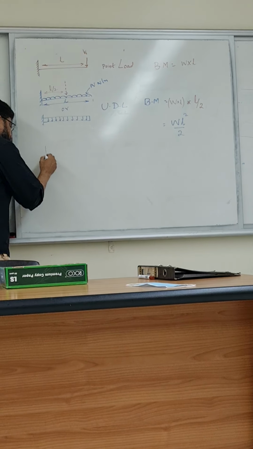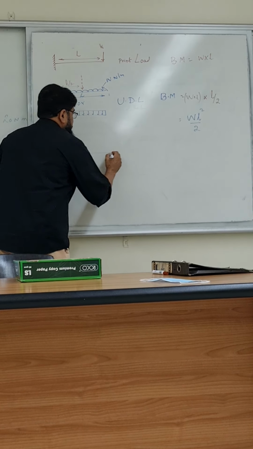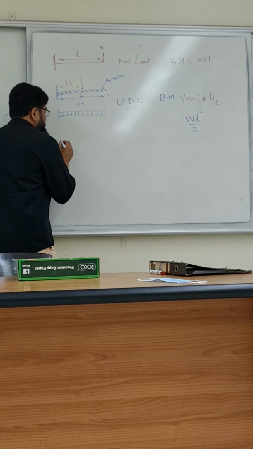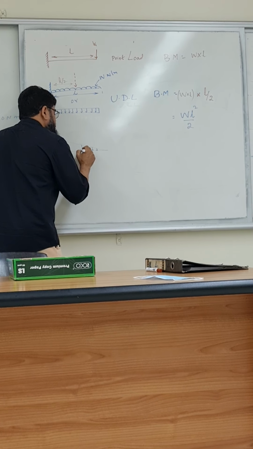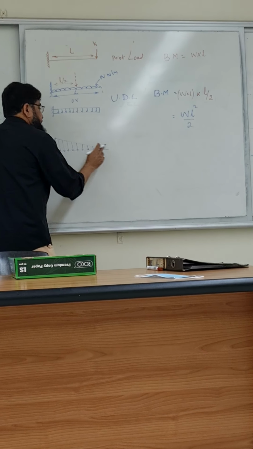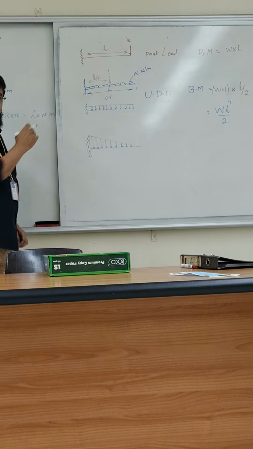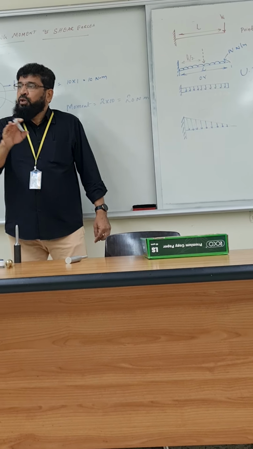And sometimes the load can be a varying load. Okay. The load can be varying. Varying load is usually shown like this. See? It can be shown like this. Is this clear? This is called as uniformly varying load.